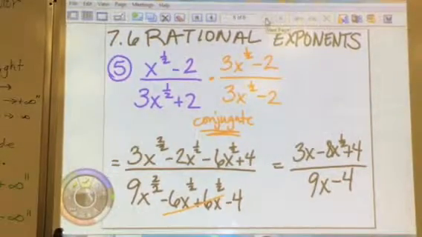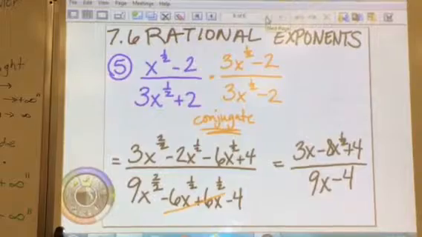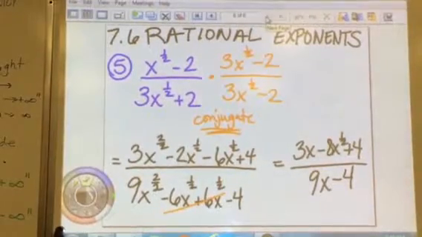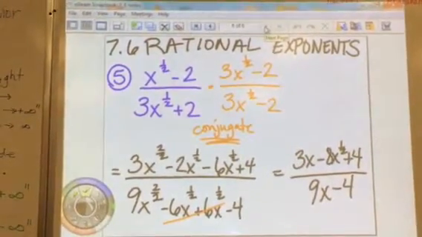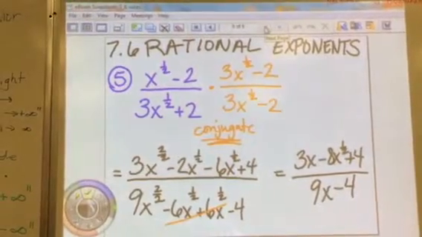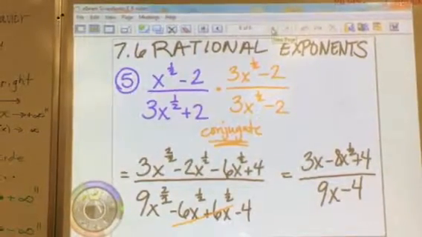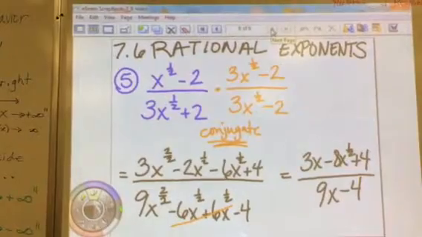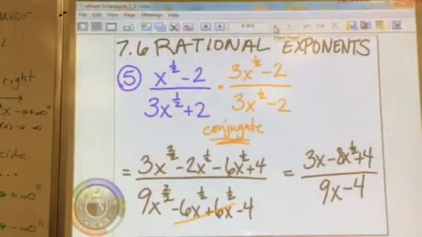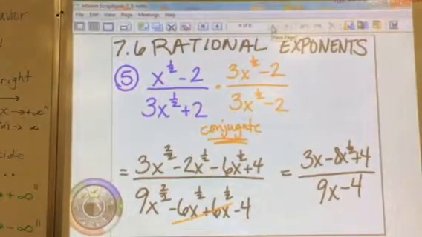And on the bottom you can't do anything else, you just get 9x minus 4, because that's 9 times x to the 2/2, because you did 3 times 3, x to the half, x to the half, and that was adding those exponents again, half plus a half, so you get 2 over 2. And that's it. That's how you do a conjugate, and that's how you rationalize there.